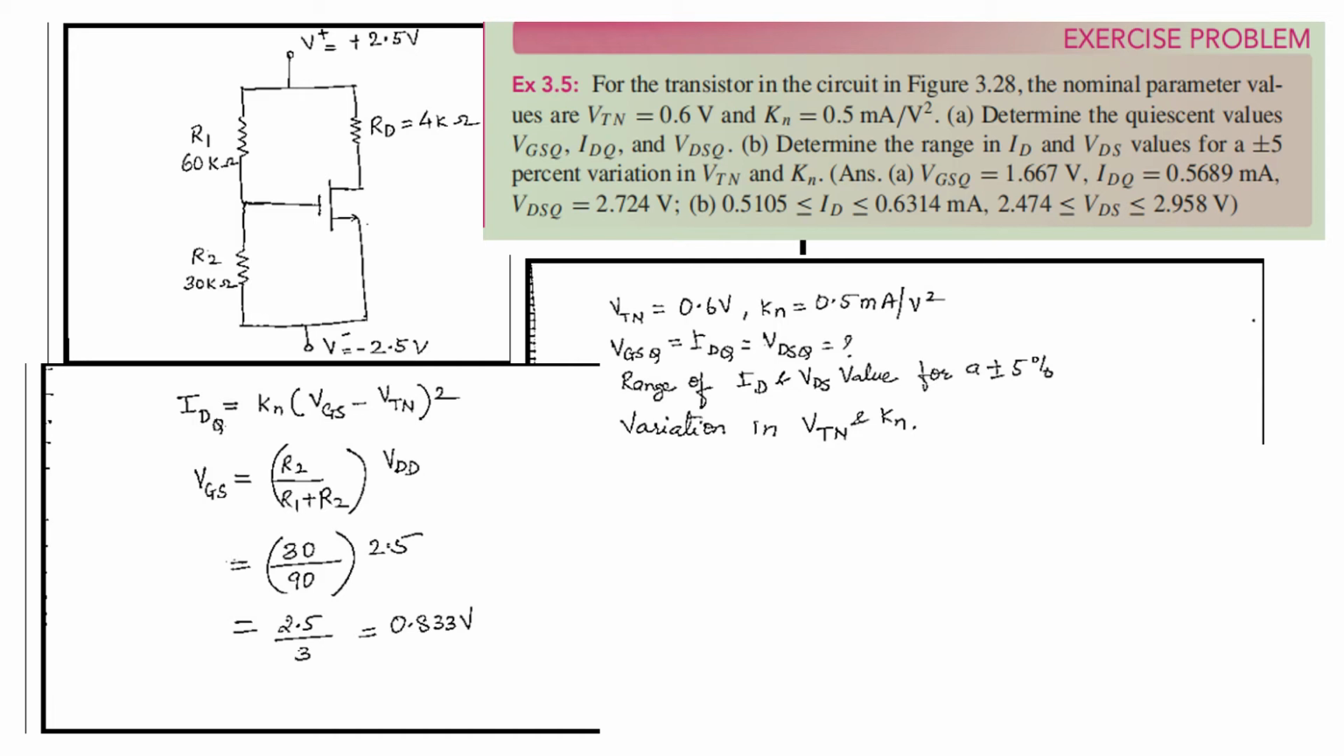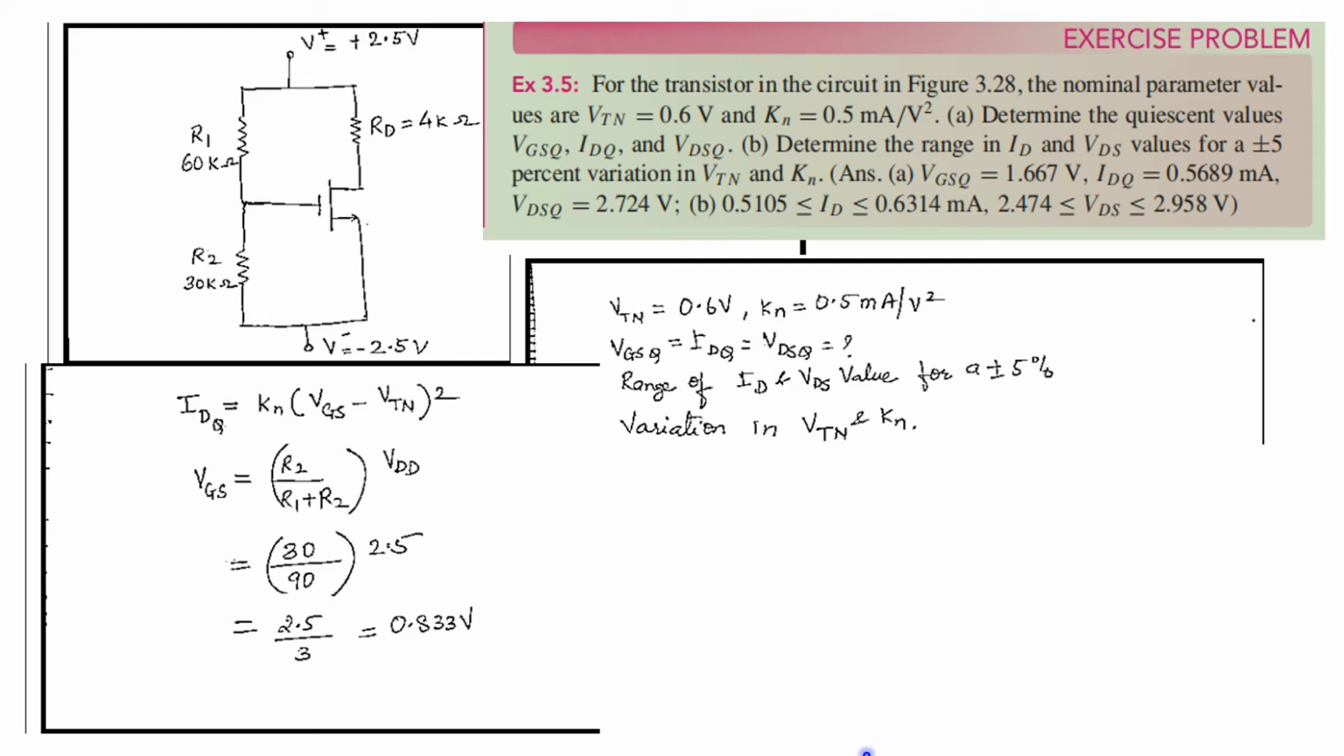Second problem. So exercise problem for the transistor in the circuit, in the figure which is represented by a figure number as 3.28. This particular problem is taken from chapter 3 of David Neamen. So that is why this figure is referred as 3.28.